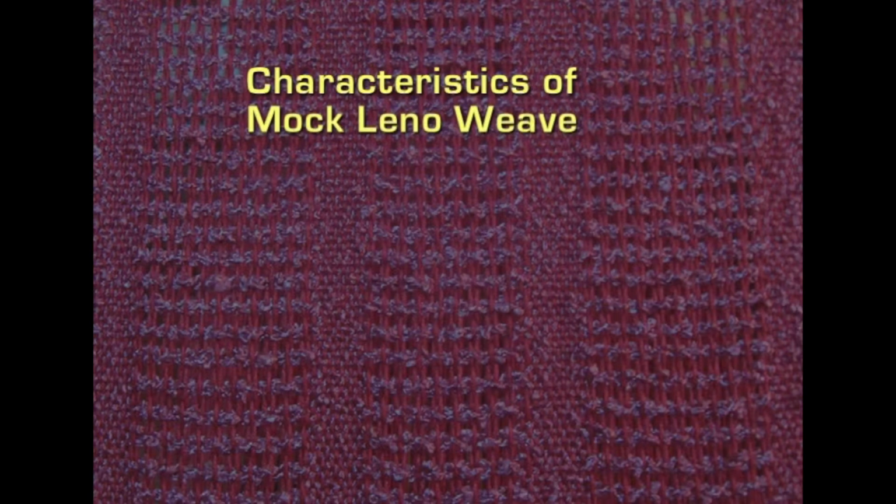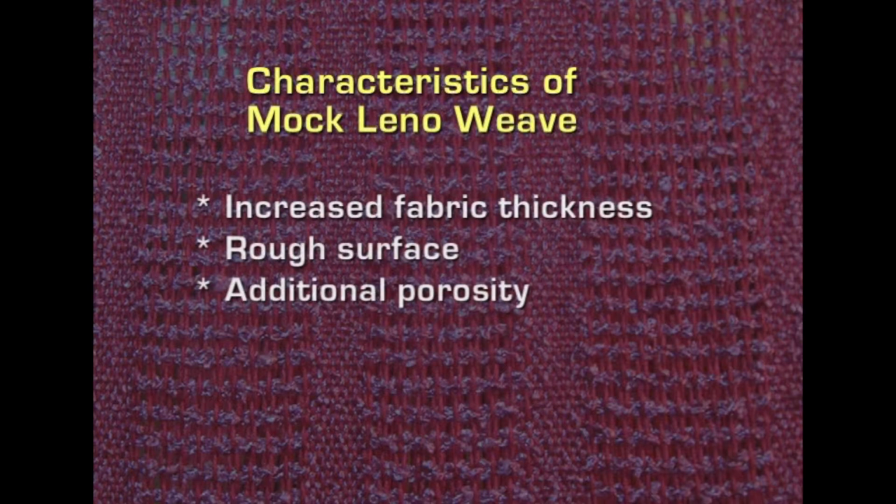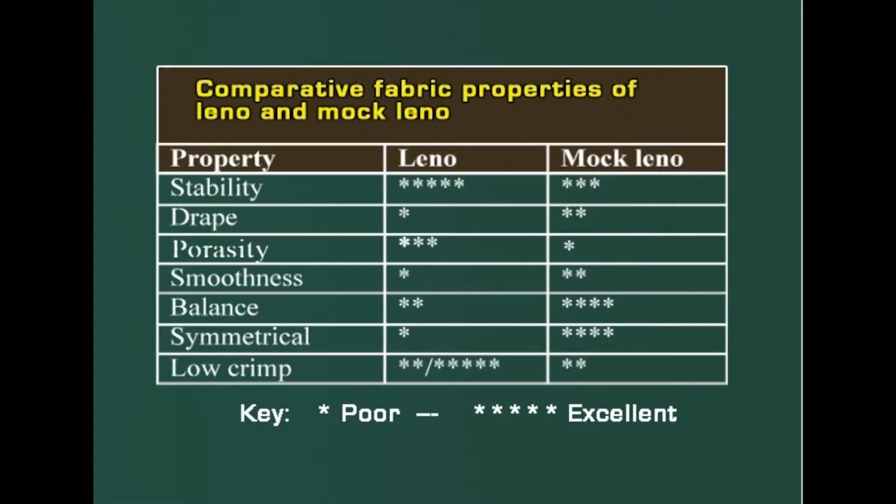Now, let us see the characteristics of mock Leno weave. Mock Leno fabric has increased fabric thickness and the surface is rough when compared to other ones. The fabric has additional porosity. Porosity is as in more number of pores or more number of open spaces. Now, let us try and compare different properties of Leno fabric and mock Leno fabrics.